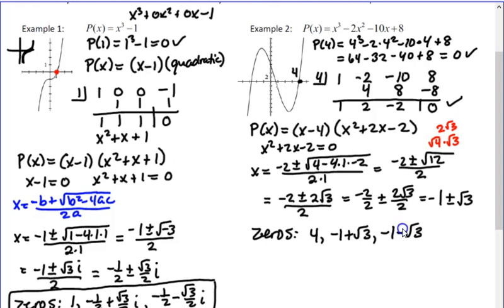Now I asked you at the top to verify that the real zeros are x-intercepts. So I need to verify that these two numbers are equivalent to these two x-intercepts. So if you were to do negative 1 plus the square root of 3, the square root of 3 is about 1.73. So this turns out to be about 0.73. And negative 1 minus 1.73 is negative 2.73. So if you look at the graph, this looks very reasonable that that would be 0.73 and that would be negative 2.73. So that verifies that those are the correct zeros.